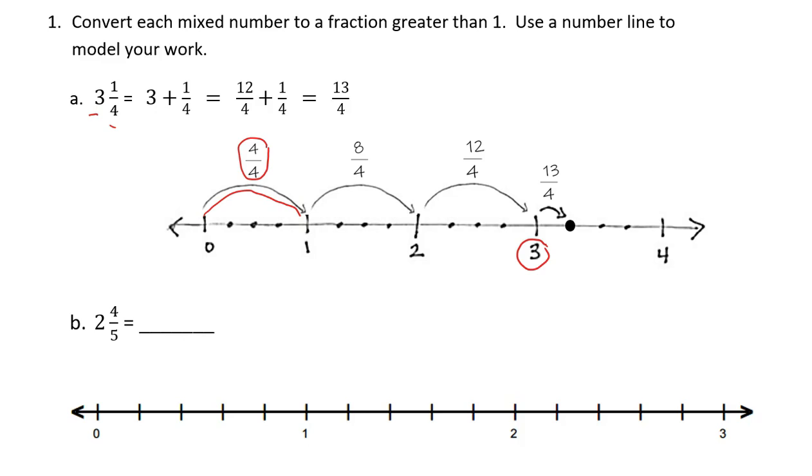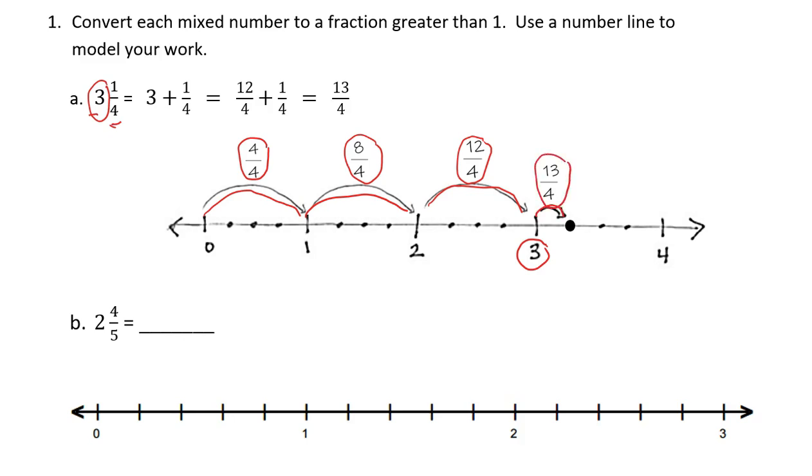So hopping to 1 whole uses up 4 fourths. Hopping to 2 wholes shows 8 fourths. Hopping to 3 wholes shows 12 fourths. So that takes care of the 3 wholes. And I still have 1 more fourth in my number. So I'll make that hop of 1 more fourth.